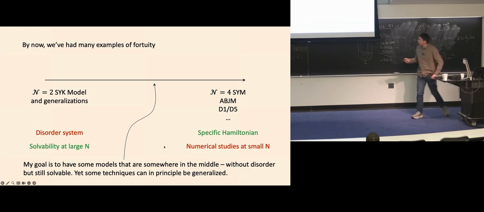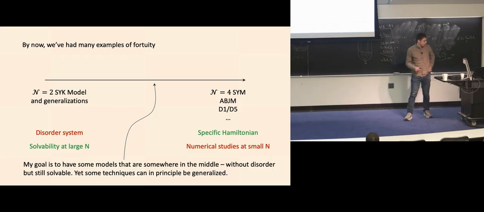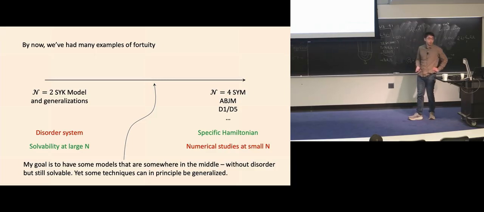So my motivation in thinking about this recently has been to try to find some models that sit somewhere in the middle. I want to have models that do not have disorder, but still retain some solvability. And hopefully by analyzing such models, the techniques that are used can in principle be generalized. They help us to understand this precise model a bit better.